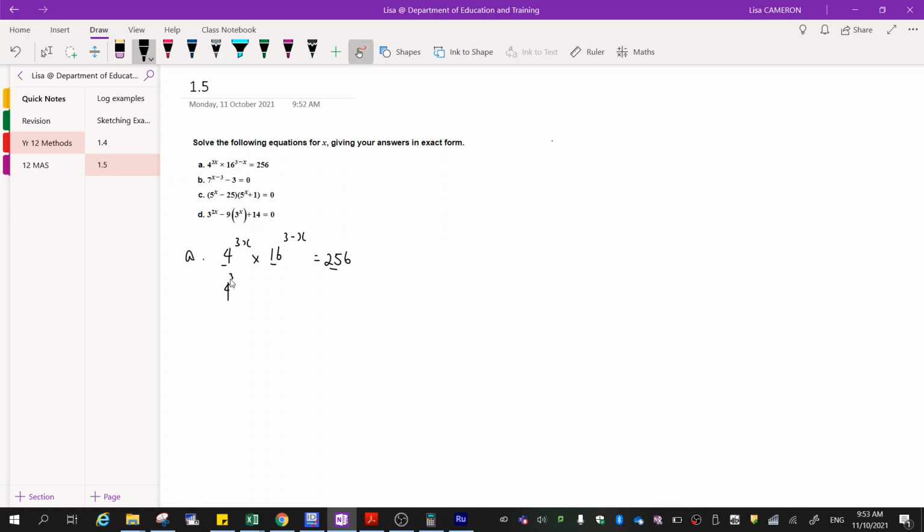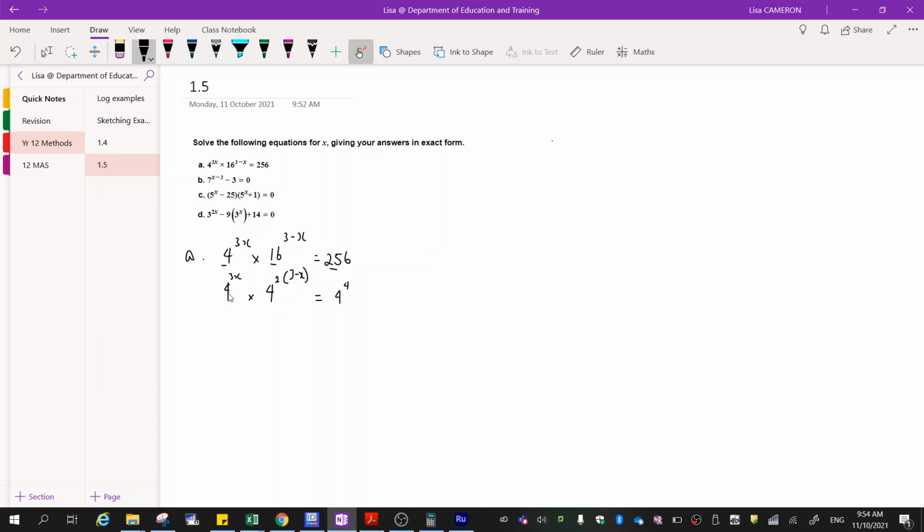So the first term won't change. 16 can be represented as 4 to the power of 2. The power that was there before will go in a bracket. It is equal to now 256, which is 4 to the power of 4. A way that I like to do that in my head is I would do 4 times 4 makes 16, times 4 again, work that answer out, and then just keep multiplying things by 4 until I work out how many times I have to multiply it by 4 to get that number.